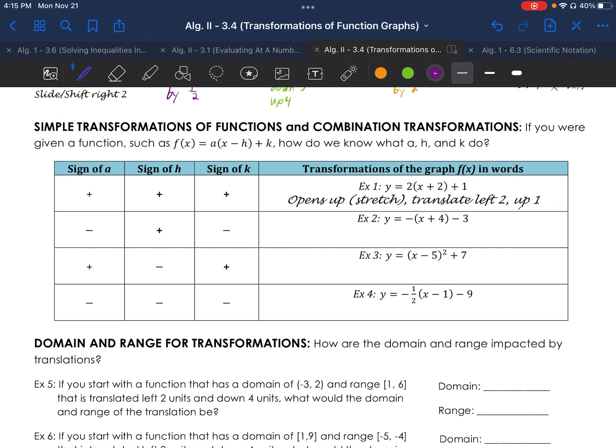And then the sign of the k just tells you exactly what to do. So that's up. No tricky games there. It's just plus 1 at the end. So the up or down translations are always going to be at the end. The left and right are always going to be inside the parenthesis with the x. And the stretch and reflect are always going to be in front.